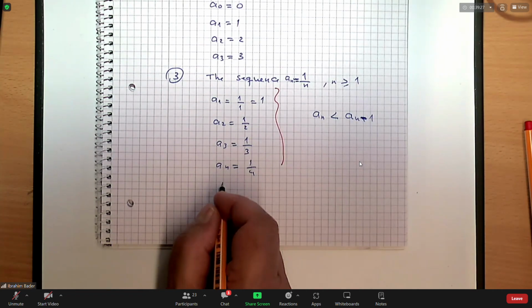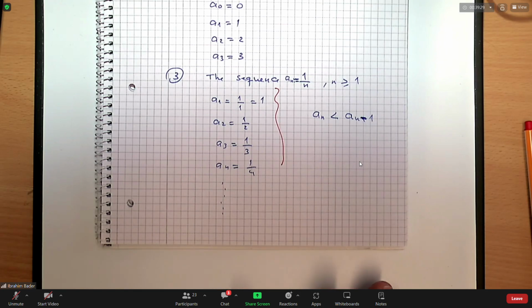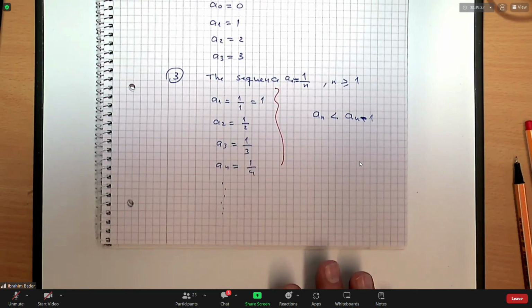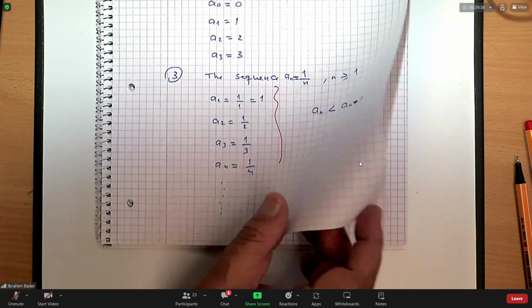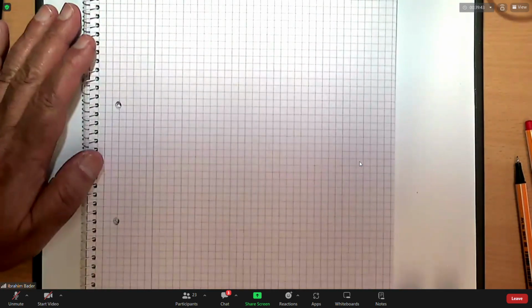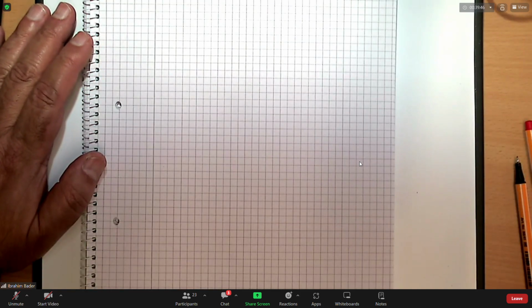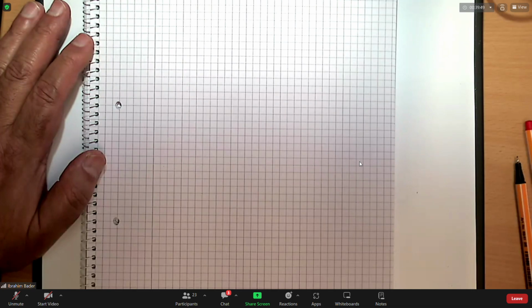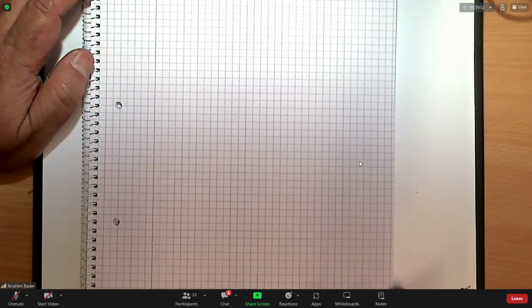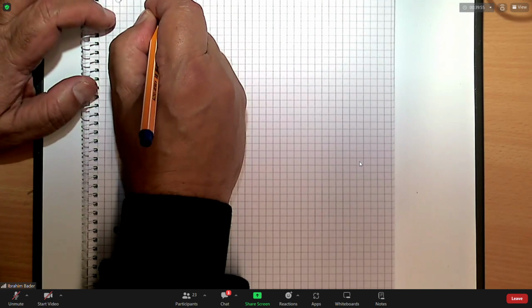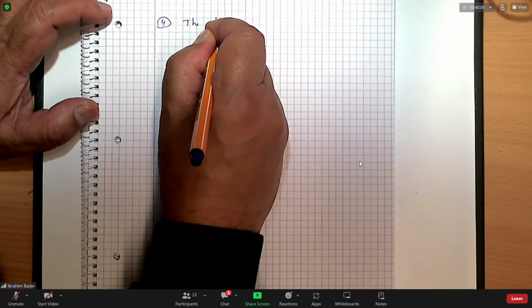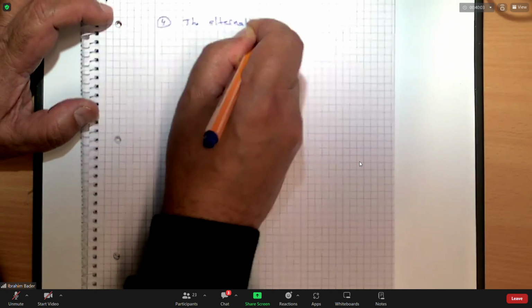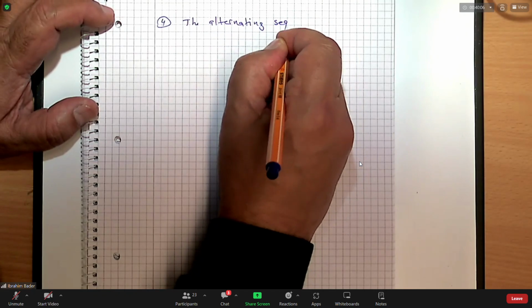Now this sequence here at infinity will get close to 0, because the denominator will get very, very large. So this is a nice and very important sequence. Another sequence that is important here, and this is only an example, is what we call the alternating sequence.